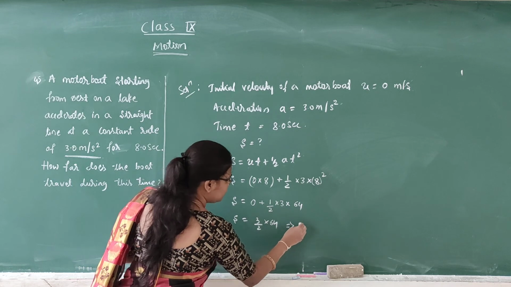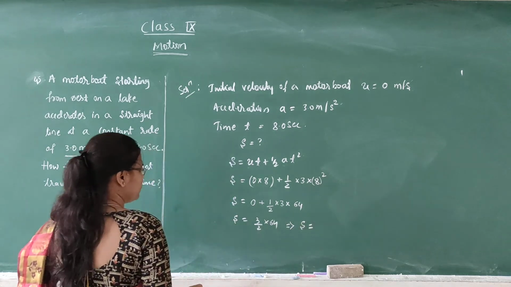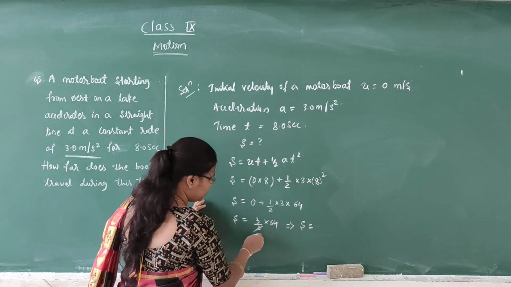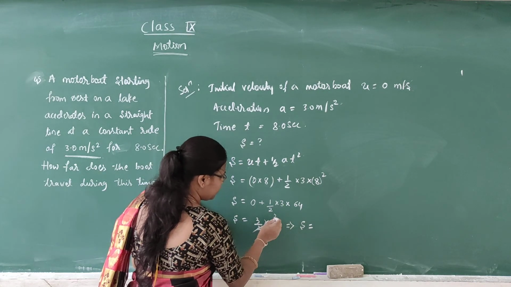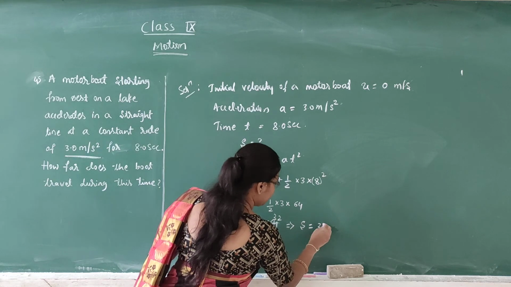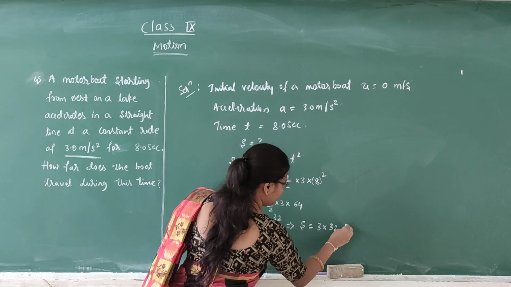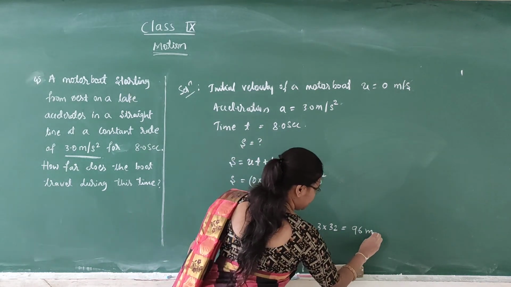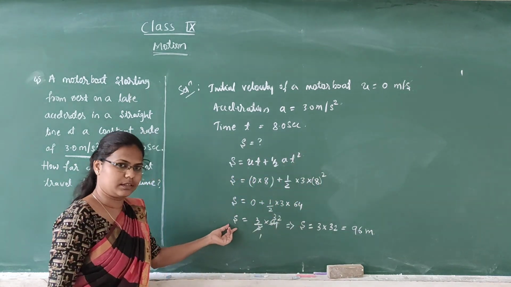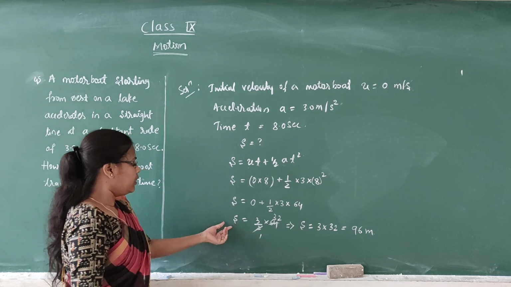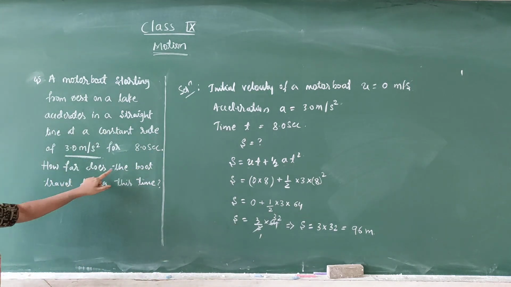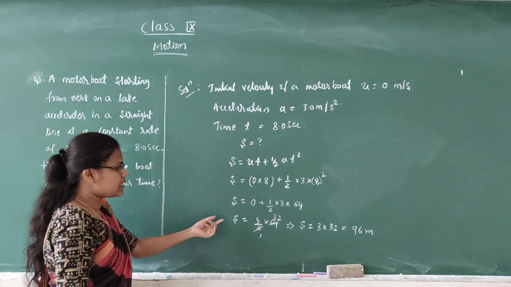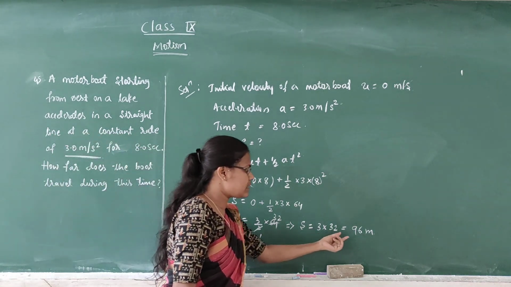So s is equal to, simplify: 2 ones are 2, 3 twos are 6, so 3 into 32, which is equal to 96 meters. So s means distance. They asked how far the boat travels during this time. So the distance traveled by the motor boat is 96 meters.